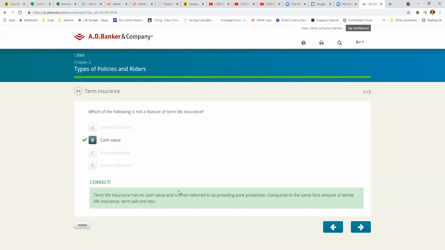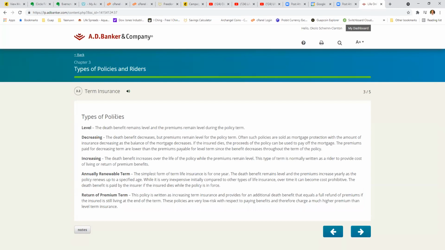Term life insurance has no cash value and is often referred to as providing pure protection. Compared to the same face amount of whole life insurance, term will cost less. In fact, term will cost a lot less, which is why we always go for term insurance first. And if they have extra budget, then we start talking about permanent insurance, whole life insurance, universal life insurance, and other, shall we call it, more esoteric solutions.